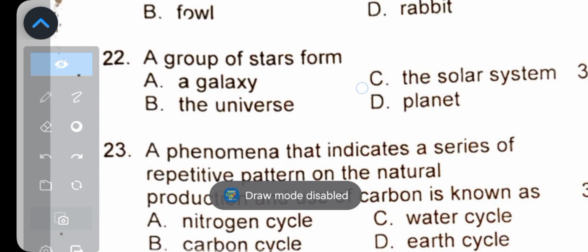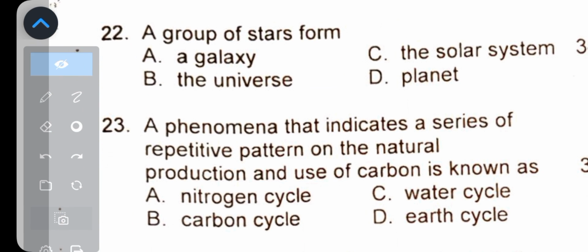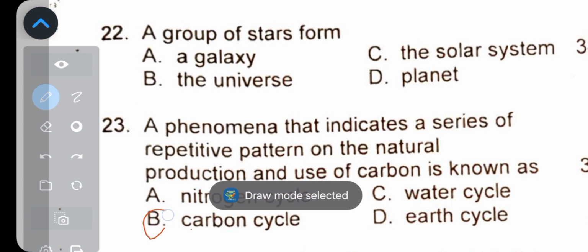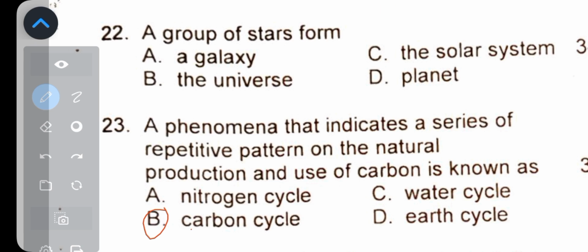Question 23. A phenomenon that indicates a series of repetitive patterns on the natural production and use of carbon is known as A. Nitrogen cycle, B. Carbon cycle, C. Water cycle, D. Earth cycle. And the answer to this is B. Carbon cycle.